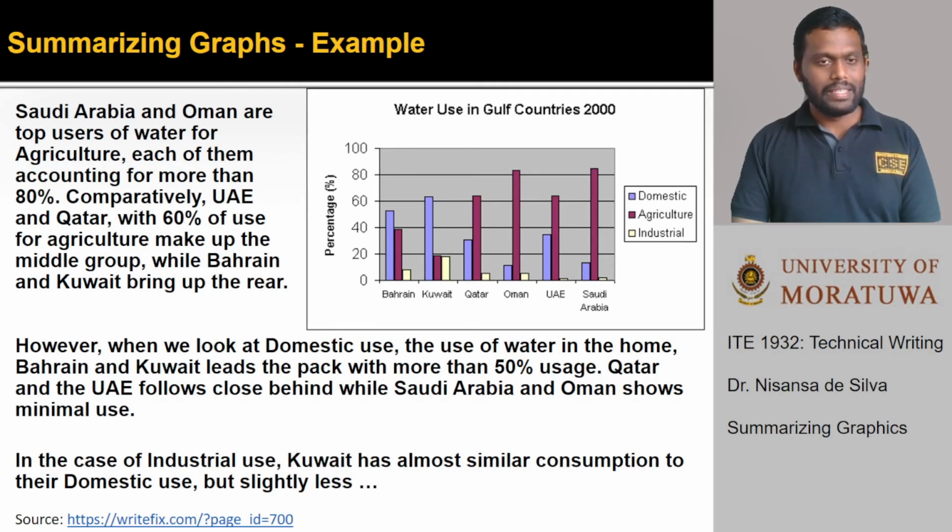Now try writing about the industrial. You can start with: in the case of industrial use, Kuwait has almost similar consumption to their domestic use, but slightly less. And continue.